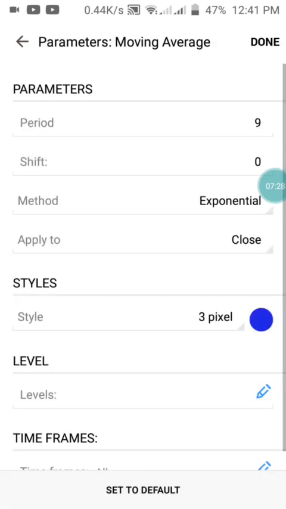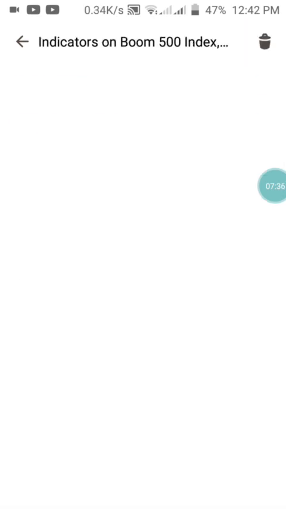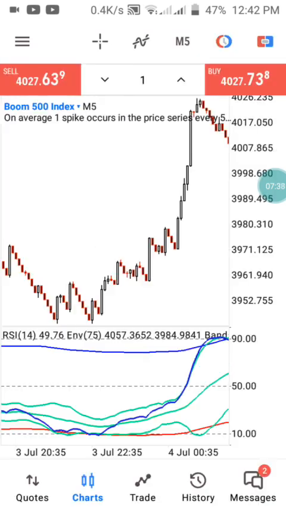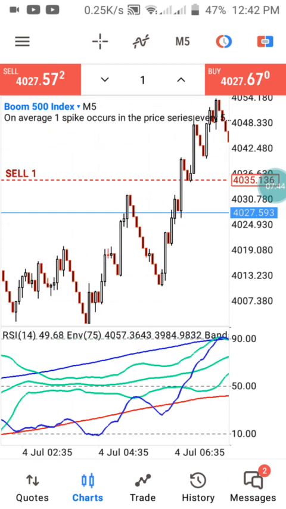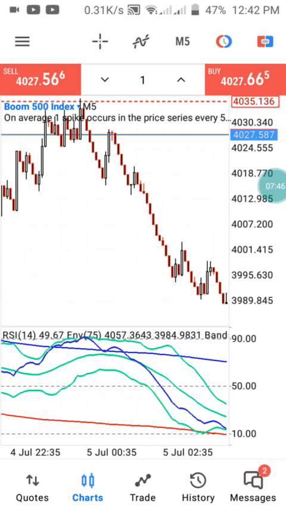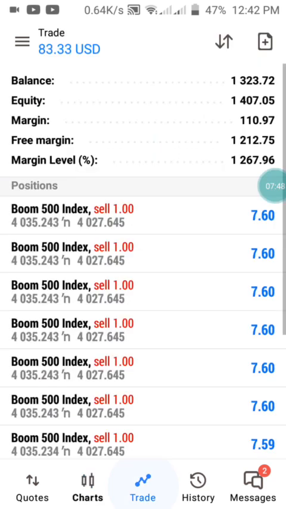Then we have our moving average, which is the period of 9. We have shift of 0. We have exponential as a method. We have apply to close, and we have blue as our color. You see exactly what I told you guys. So once you are done with this, then you can set it up on your platform, and you can keep on downloading your profit. You see exactly what we are doing.